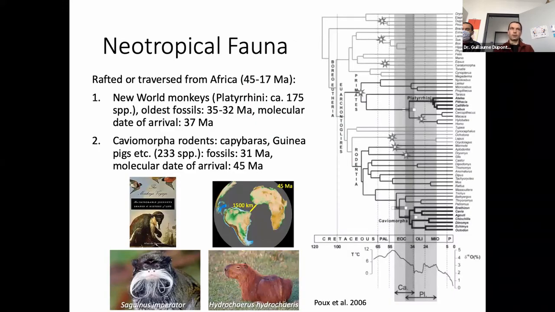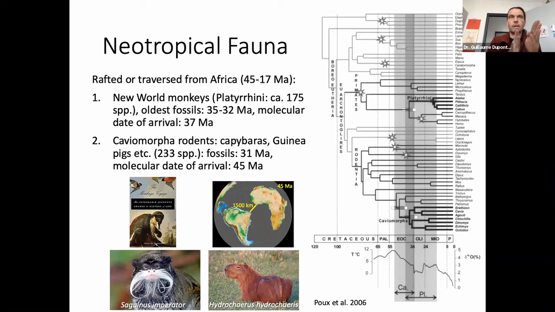We have two other groups which are relevant for South America. These are the New World monkeys, Platyrrhini, and the cavimorph rodents. The cavimorph rodents are a group which are also only found in South America. They include, for instance, what I show here, the capybara. They are what you have at home, maybe guinea pigs or chinchillas, pacas. They are all these very interesting rodents. We have about 230 species of them and about 175 species of these New World monkeys.